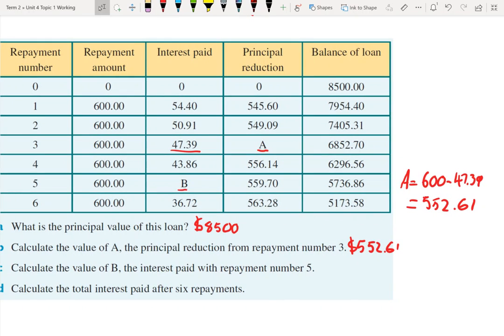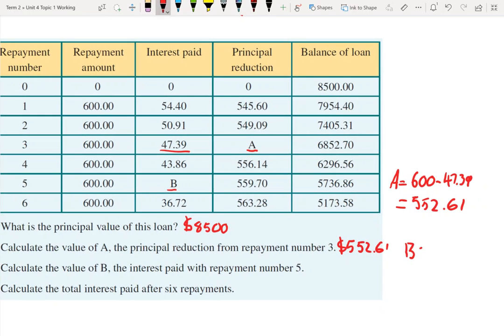And just for my own self-checking, I can see that in payment 6, the interest was $36. In payment 4, it was $43. So I would expect my answer to be somewhere between 36 and 43, and if it's not, I will have made a mistake somewhere, which, you guys were there for the last lesson, is probably very possible.